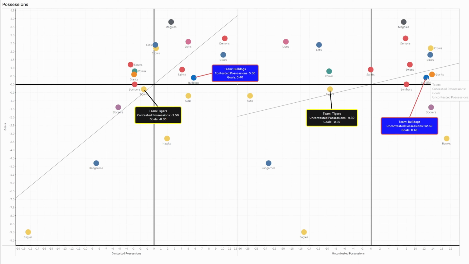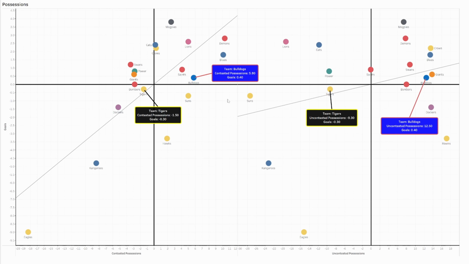We can see here that for the Bulldogs, that's very important to them as well. They actually average 12.5 more uncontested possessions a game, which is quite stark when we consider that Richmond concede 9.3 uncontested possessions a game. So that's roughly a 20 to 21 possession difference. That can be really crucial in the grand scheme of a game across 4 quarters. Just having those 5 extra uncontested possessions a quarter can lead to more goals.